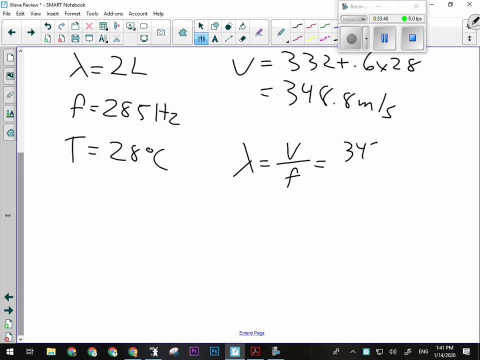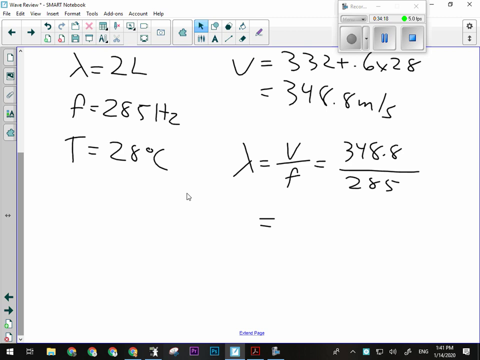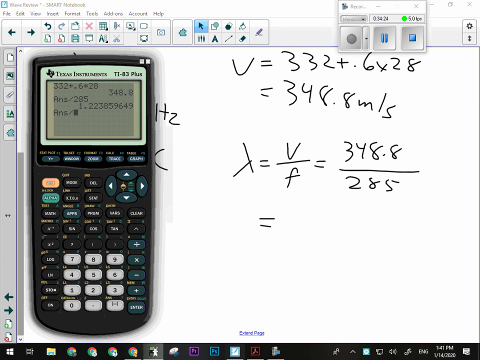So 348.8 divided by the frequency, which was 285 hertz. All right, so my wavelength is 1.22 meters, and that means the tube is going to be how many times longer than that? That's right, it won't be longer. See, I worded that in a tricky way. It's actually going to be half as long. I'm going to divide that by 2 because this is the formula I'm using. I want to get L by itself, so I divide both sides by 2. So I take this, divide it by 2, and I get that the length of that tube is 0.61 meters.